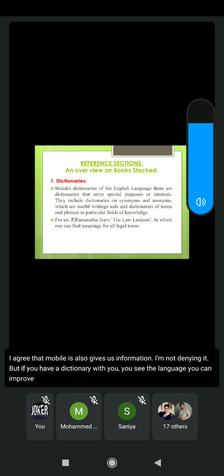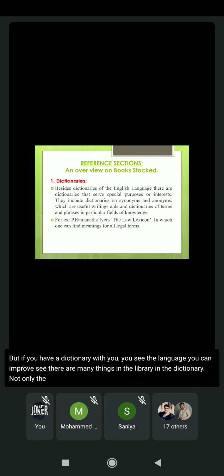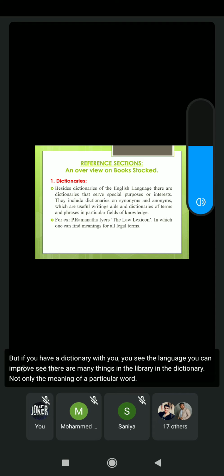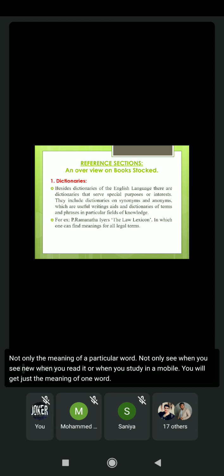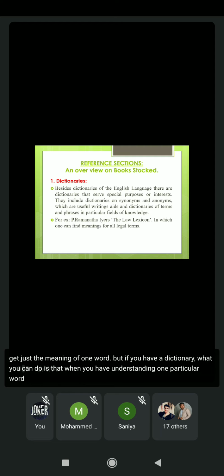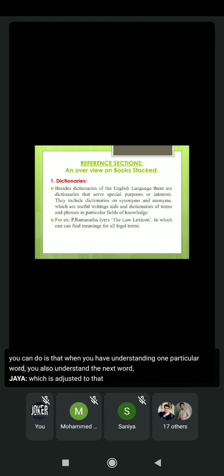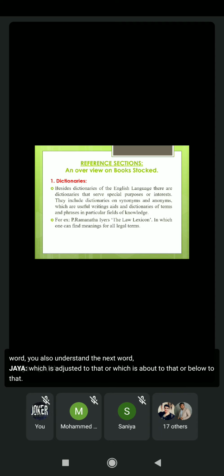See, there are many things in the dictionary, not only the meaning of a particular word. When you study on a mobile, you will get just the meaning of one word. But if you have a dictionary, when you are understanding one particular word, you also understand the next word which is adjacent to it, above it or below it. This is the uniqueness of having a dictionary with you.